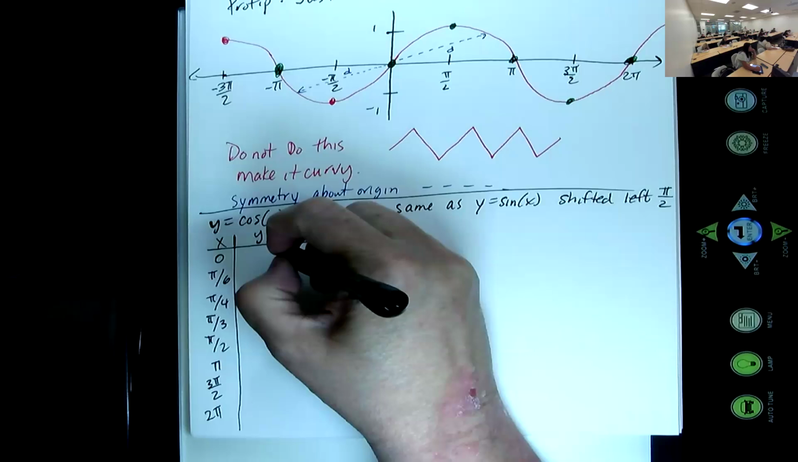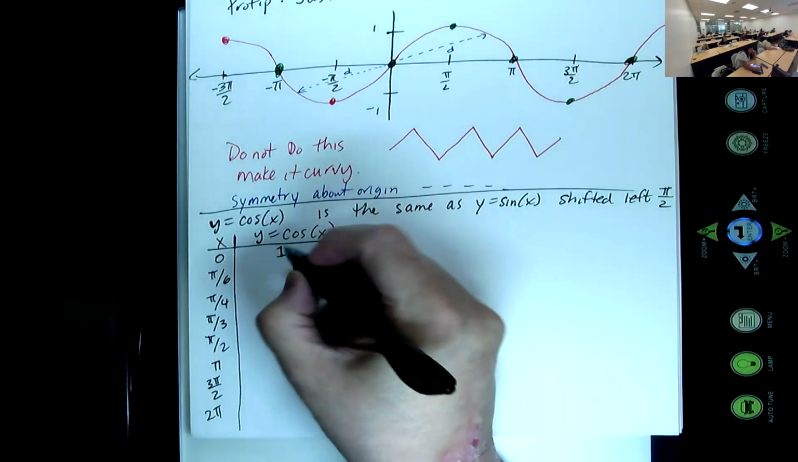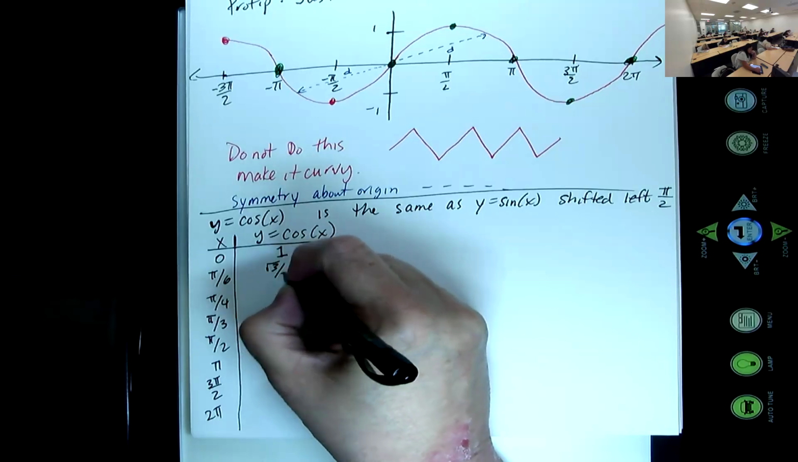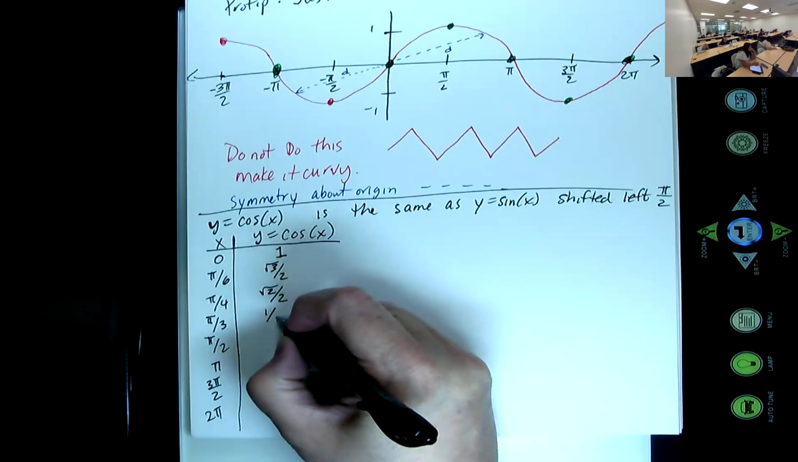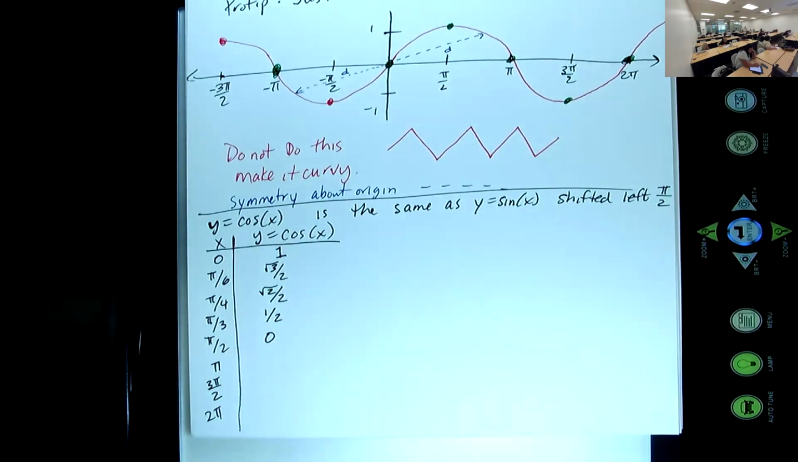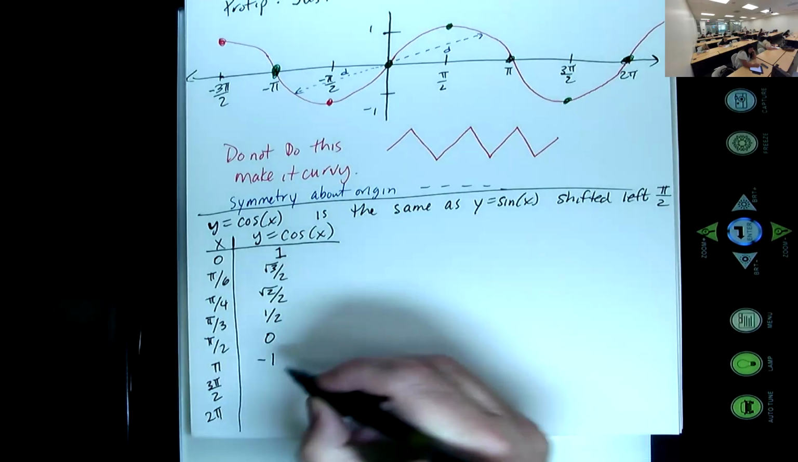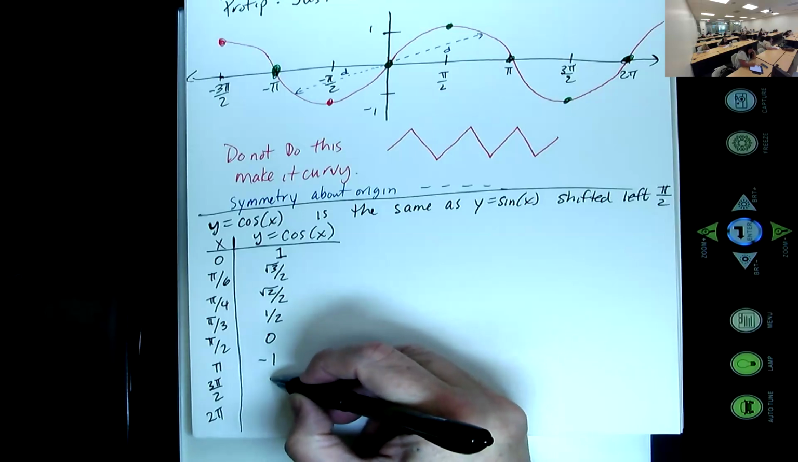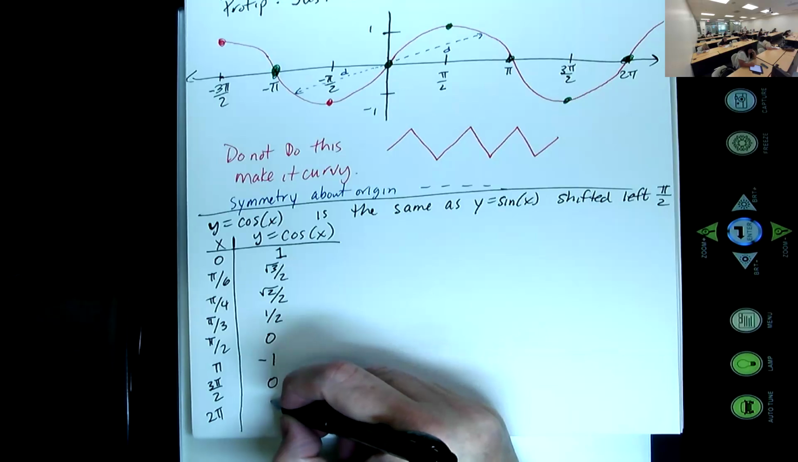Cosine of 0 was 1. Pi over 6 was root 3 over 2. It was the same thing as sine, but in the opposite order. And then pi was -1. 3 pi over 2 was 0. And 2 pi was back to +1.